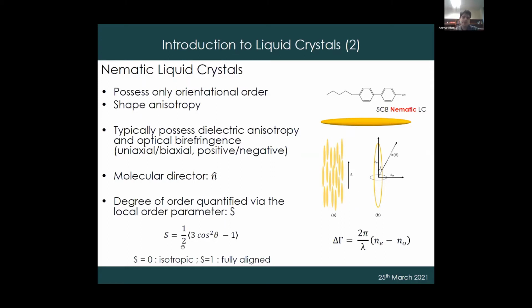And in the case of nematics, well, we can specify the degree of order in a mesophase by this order parameter. And so for a nematic liquid crystal, theta would be the angle between, on average, the director and the molecules. So S equals 0 would imply an isotropic phase. S equals 1 would imply a fully aligned nematic phase. And for most materials, S is between 0 and 1.